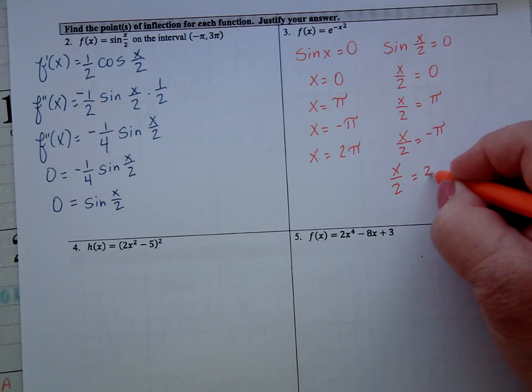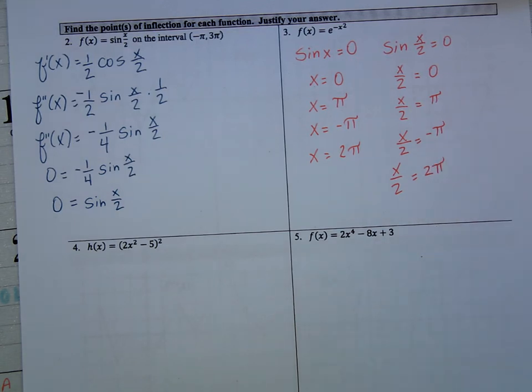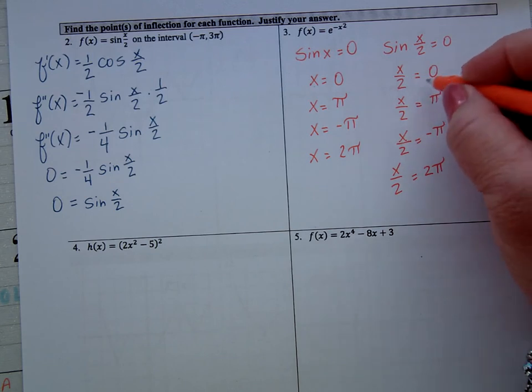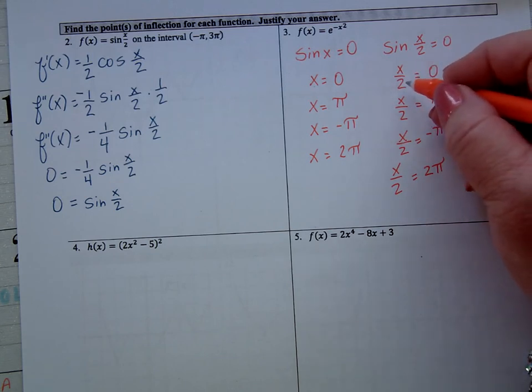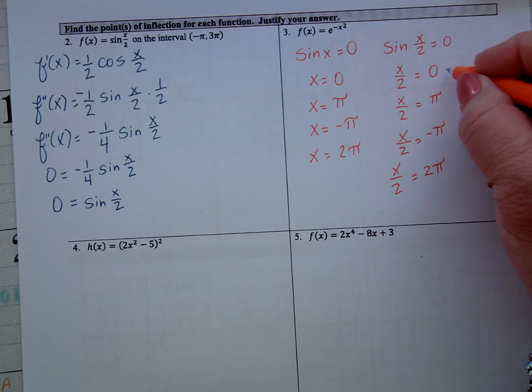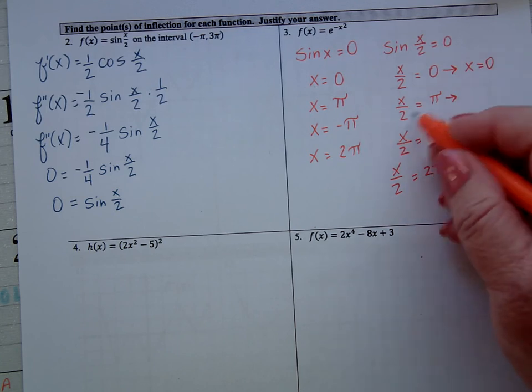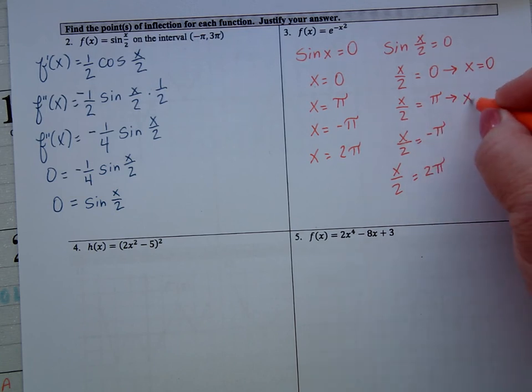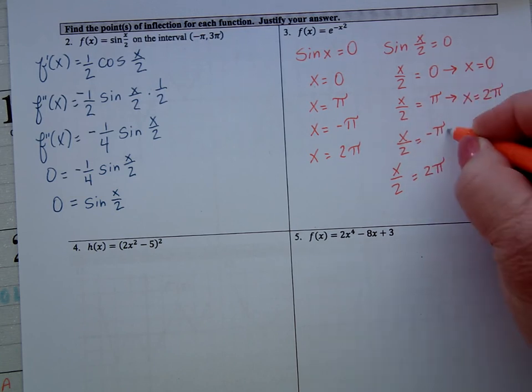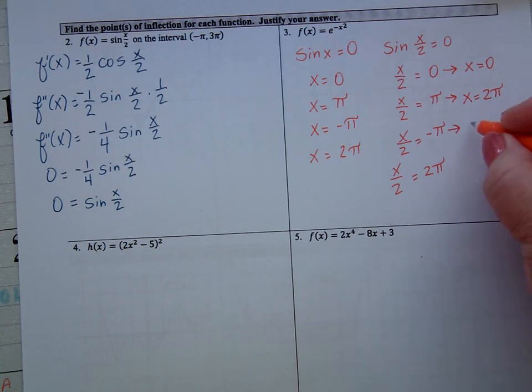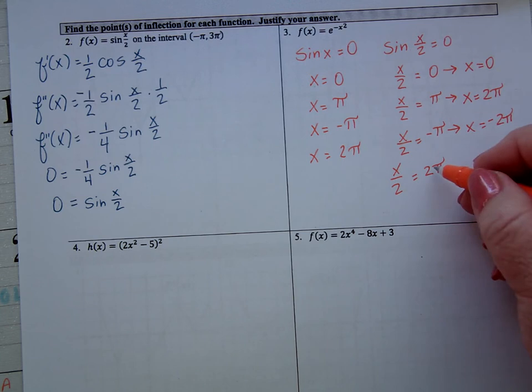And what I'm going to do is figure out what they are for this particular situation by multiplying everybody by 2. X over 2 times 2 gives me x. So this one, and 0 times 2 is still 0. This guy, when I multiply by 2, gives me x equals 2 pi. This guy gives me x equals negative 2 pi. This guy gives me x equals 4 pi.